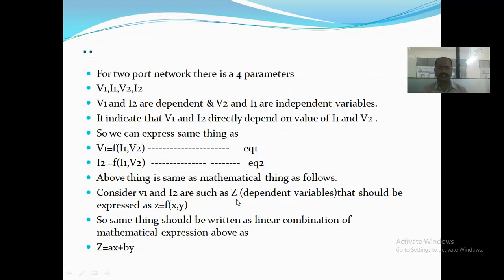So when anything comes with respect to Z equal to function of x comma y, in case of mathematical expressions, Z equal to function of x comma y should be a linear combination of mathematical functions. If it comes as a linear combination, then Z is nothing but these two parameters. Z is equal to ax plus by, right?